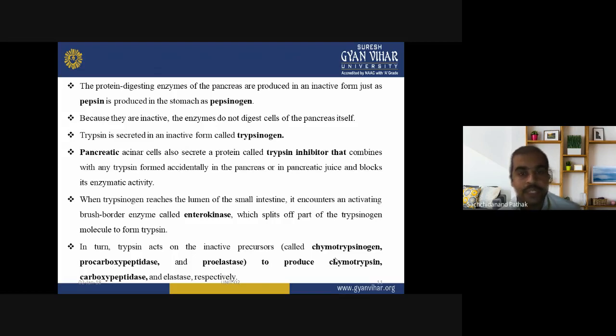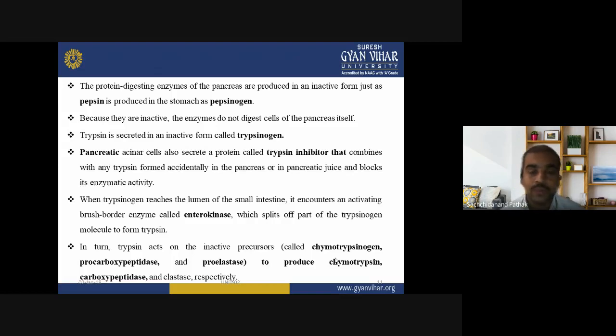And when trypsinogen encounters enterokinase, it becomes trypsin in active form. The pancreatic acinar cells also secrete another protein called trypsin inhibitor. In those cases, if trypsin is accidentally activated inside the pancreas, this inhibitor can block the activity of trypsin.